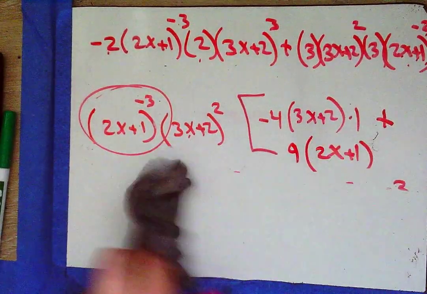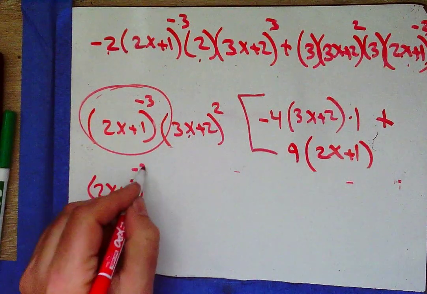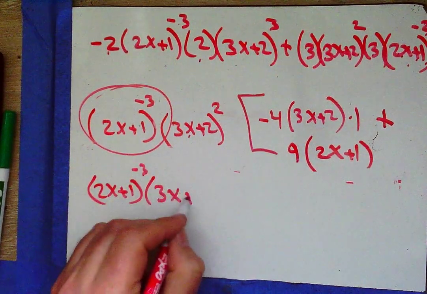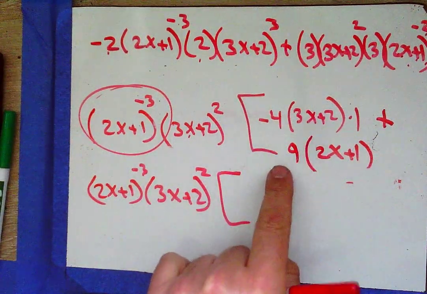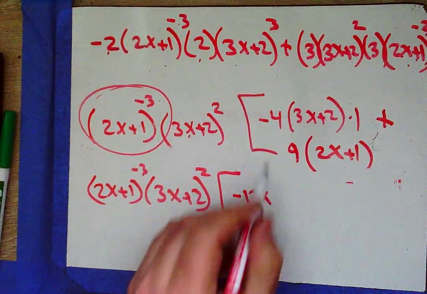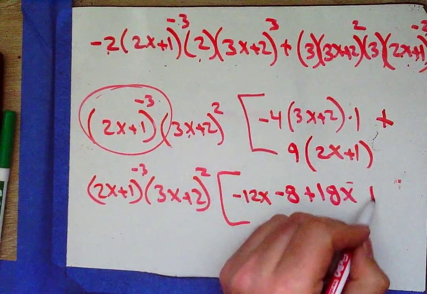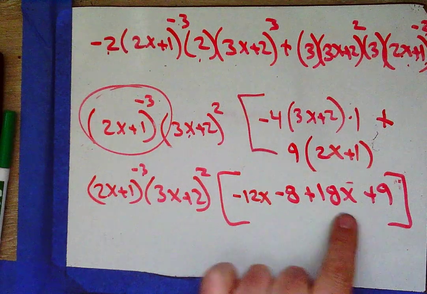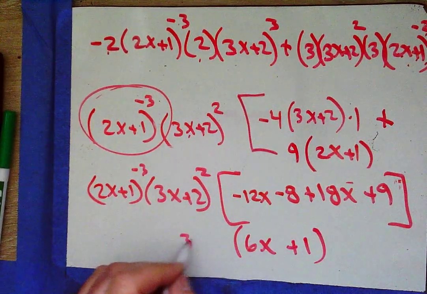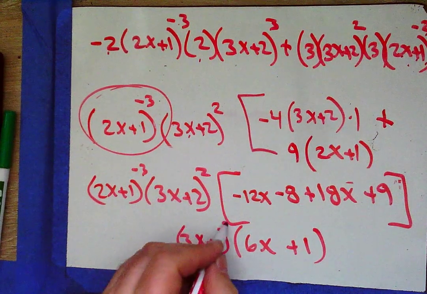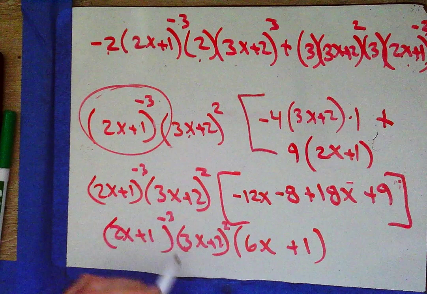Okay, so let's tidy this up. We're going to have 2x plus 1 to the negative 3, 3x plus 2 squared, and then in here, minus 12x minus 8 plus 18x plus 9. So let's combine some like terms. We'll get 6x plus 1 times 3x plus 2 squared times 2x plus 1 to the negative 3.